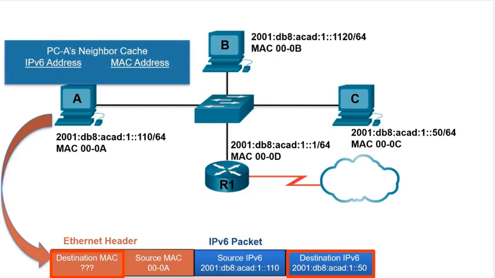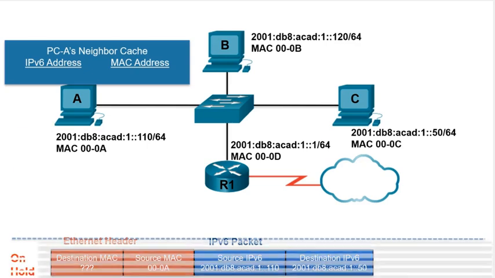Host A examines its neighbor cache to see if there's an entry for this destination IPv6 address. Similar to an ARP table, the neighbor cache maps IPv6 addresses to MAC addresses. For simplicity's sake, MAC addresses are shown here as 4 hex symbols instead of the usual 12. As we can see, there is no MAC entry associated with this IPv6 address.